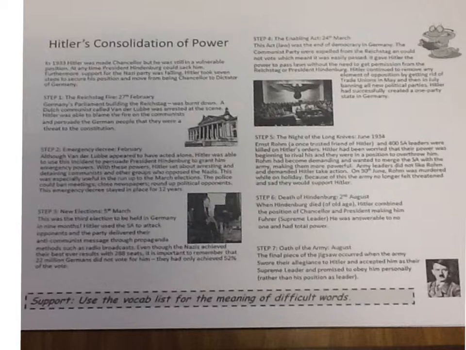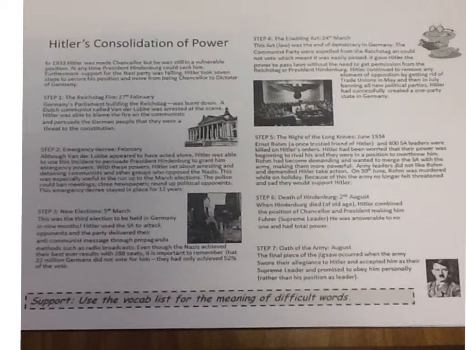Step 3. The March elections. This was the third election to be held in Germany in 9 months. Hitler used the SA to attack opponents and partly delivered their anti-communist message through propaganda methods such as radio broadcasts. Even though the Nazis achieved their best election results with 288 seats, it's important to remember that 22 million Germans did not vote for him. They had only achieved 52% of the vote.